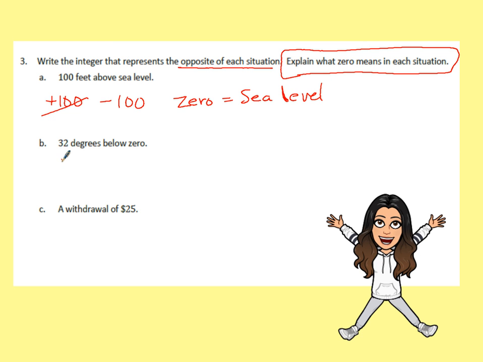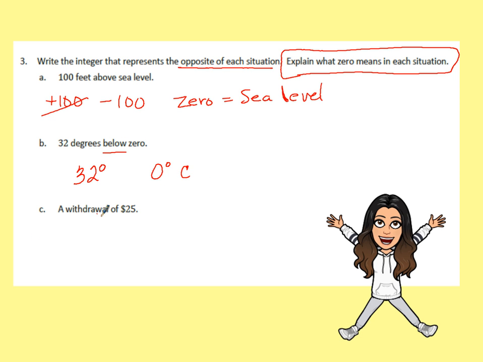All right, let's look at the B. 32 degrees below. Below means it's negative, right? So negative 32. What's the opposite of that? Positive 32. And what does 0 represent? It represents 0 degrees Celsius. So 0 represents 0 degrees Celsius.